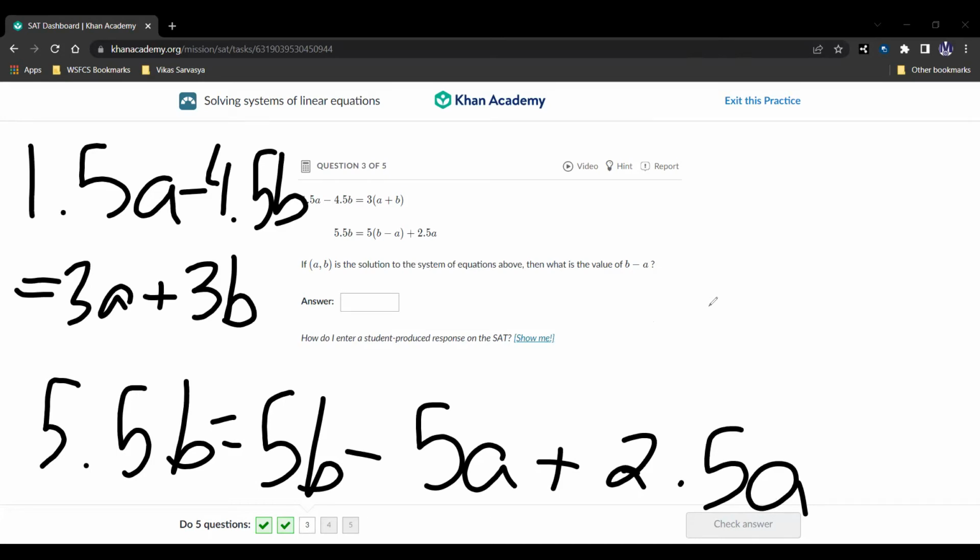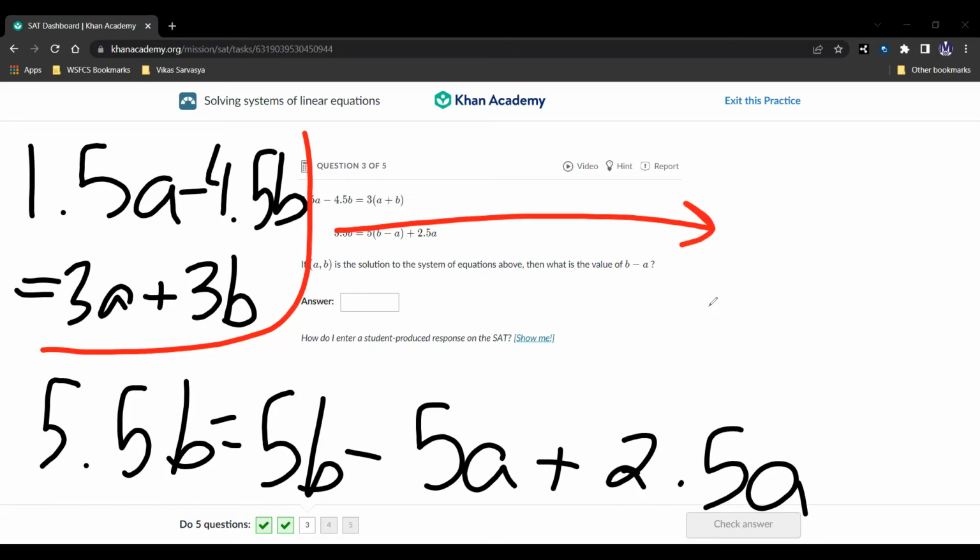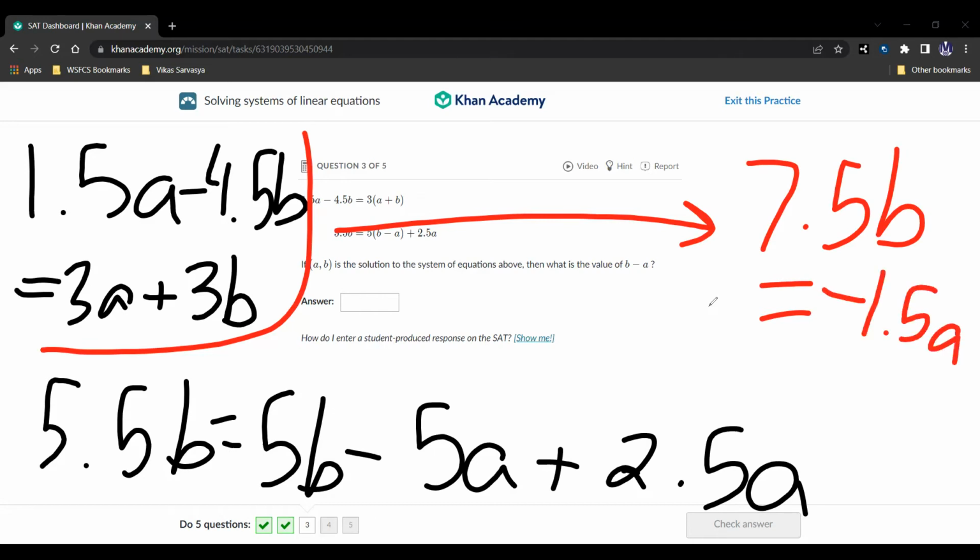We can add the 4.5b to both sides on this equation, and we get that like 5 equals what? Then we subtract 3a and we get negative 1.5a, which means that a equals negative 5b.